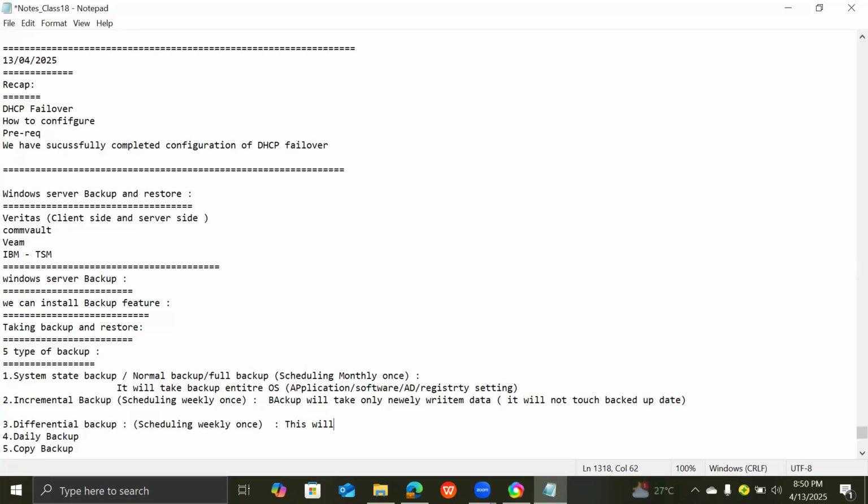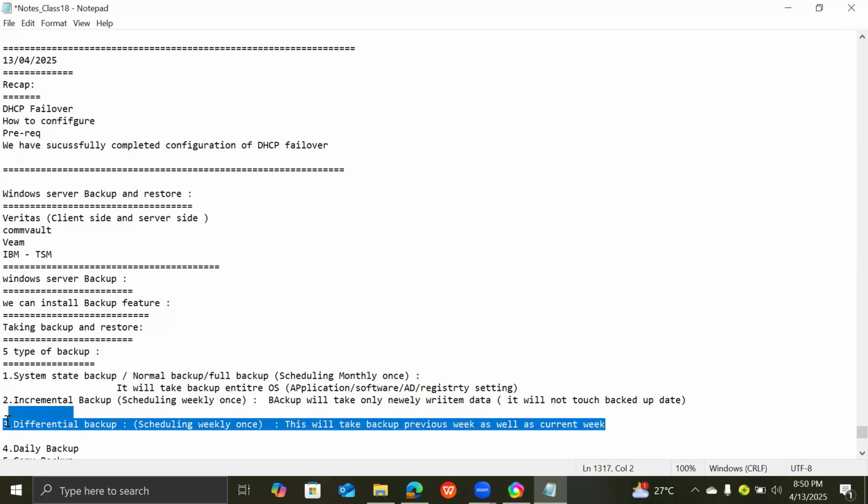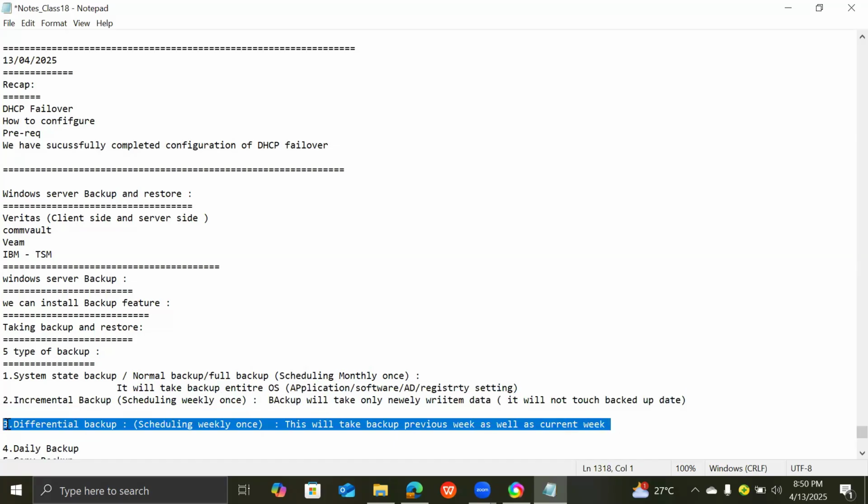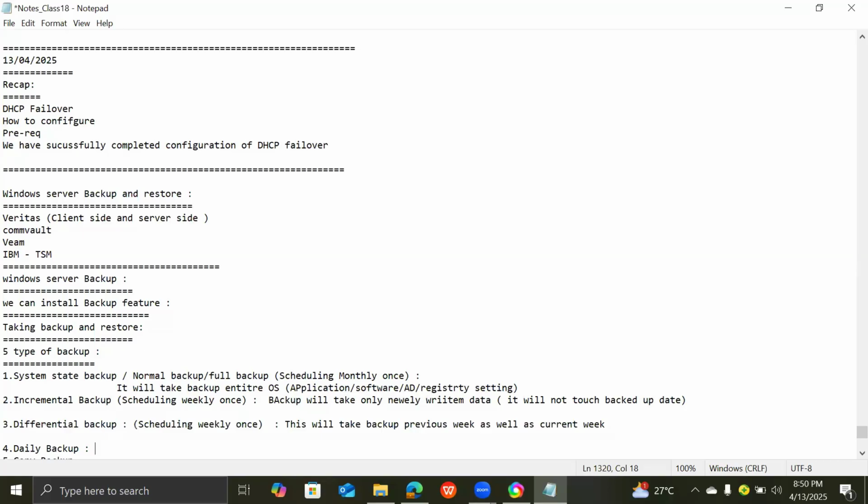Differential will take a backup of the previous week as well as the current week. So the only difference is while restoring, you don't need multiple restoration points. With incremental you can have multiple restoration points, but with differential, while taking a backup, the data and space would be more. So there is a major difference, depending on the requirement. You can plan and schedule either the differential backup or the incremental backup.